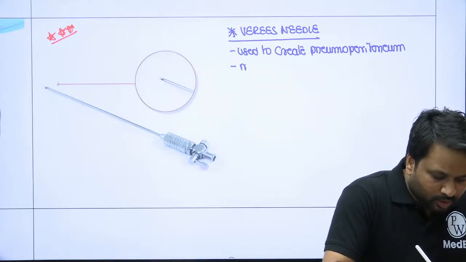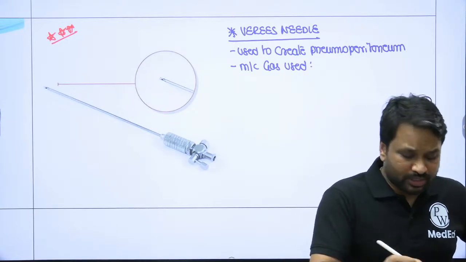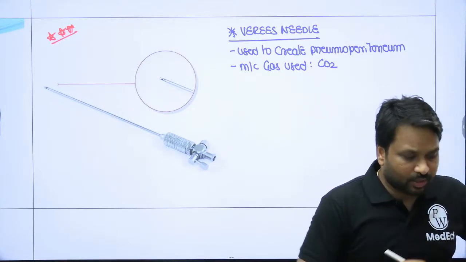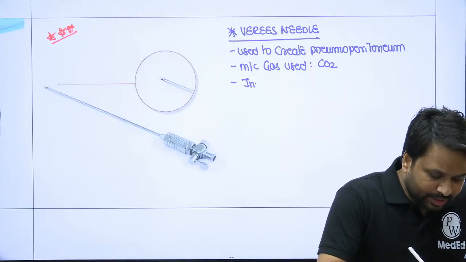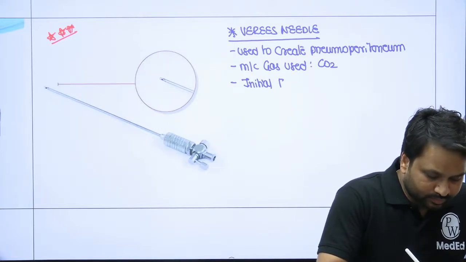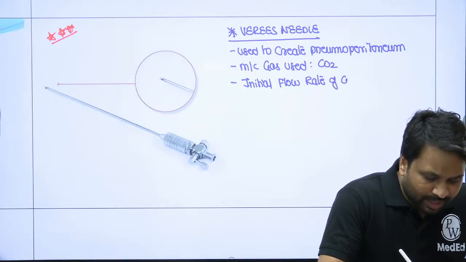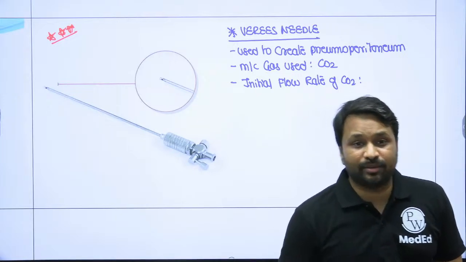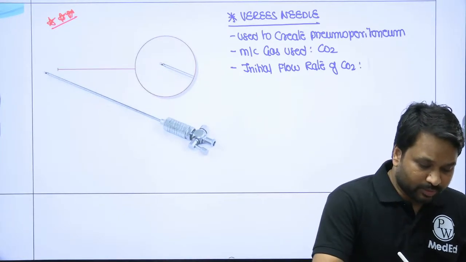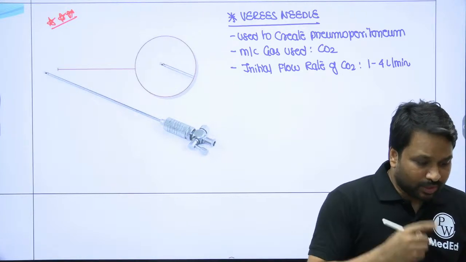Now, what is the most common gas used to create pneumoperitoneum? No points for guessing. It is going to be carbon dioxide. Now, what is the initial flow rate of carbon dioxide to create a pneumoperitoneum? Any idea? It is going to be 1 to 4 liters per minute.